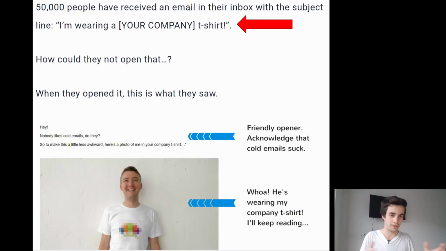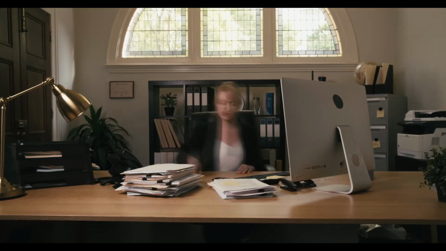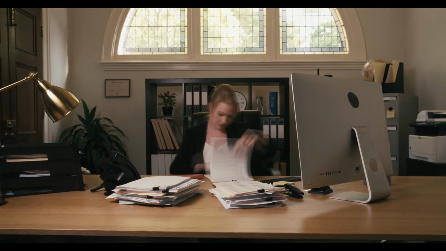And now, here is what they truly sent. I'm wearing a Your Company t-shirt. If you work at Amazon, the title is I'm wearing an Amazon t-shirt. The title has worked well because it's based on curiosity. You wonder why someone not in your company would wear your t-shirt. We can also use opportunity with a formula like how to achieve X results without whatever constraint. We can find a lot of examples. However, examples have to be taken for what they are. Examples. The best way is to A/B test your own titles several times until you find something working for you.